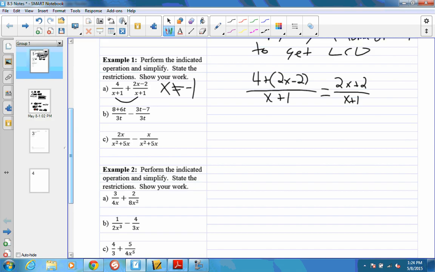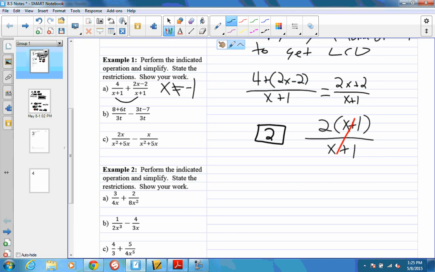Good, so what's my last step? Factor numerator. Oh, wait, guys, this is going to be the thing we forget, is to factor at the end and simplify. What can I pull out of 2x plus 2? 2, leaving me with x plus 1. x plus 1, and you're already seeing it, x plus 1. What's going to go away?